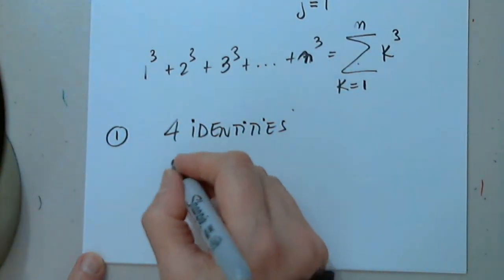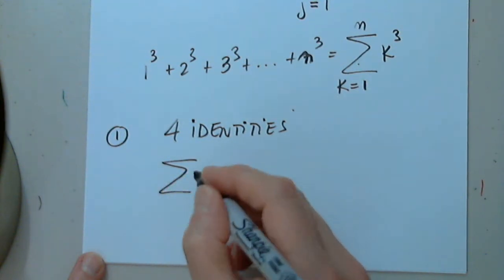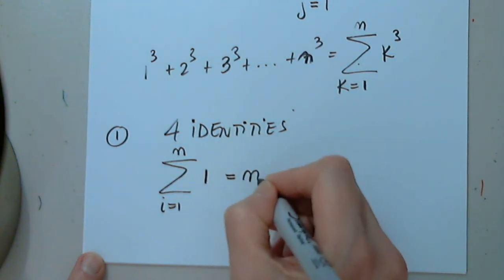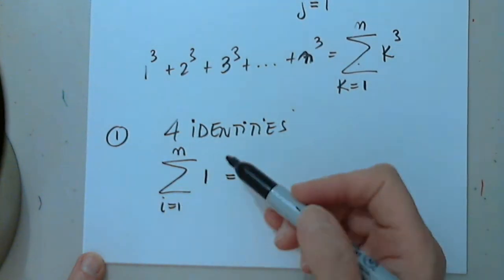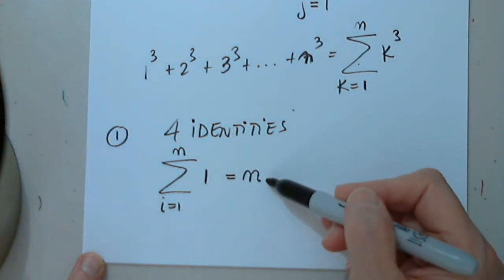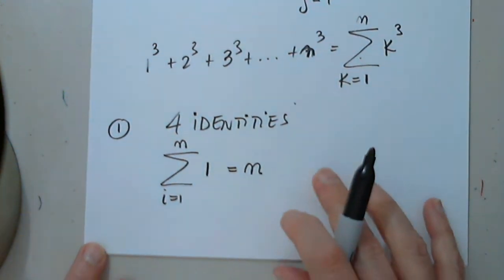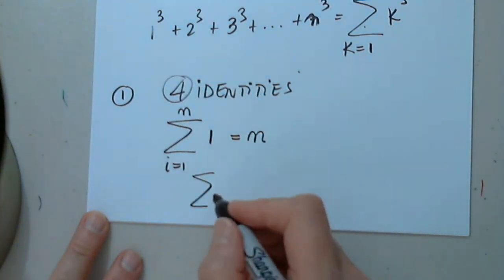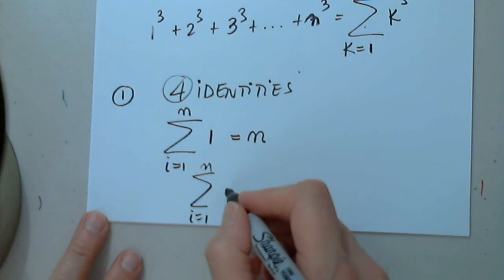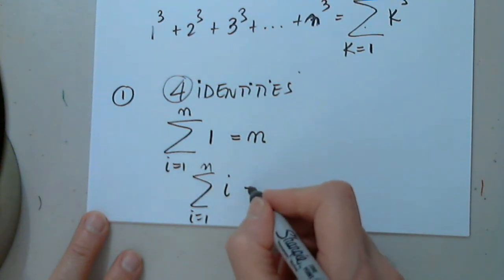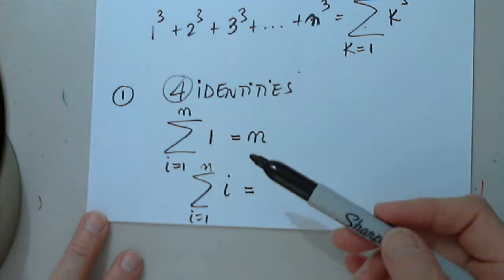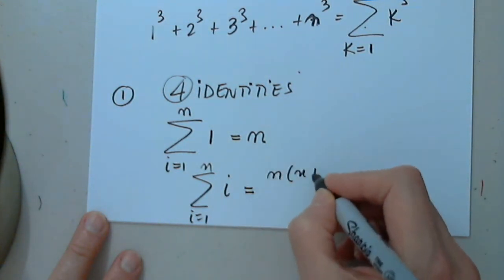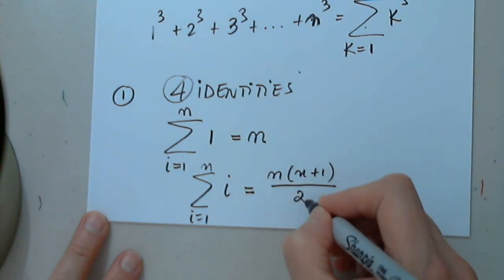Here is the first one. The sum of 1 from i equals 1 through n is n. 1 plus 1 plus 1 plus 1 plus 1 plus 1 plus 1, n times, is n. Here is the second one. The sum from i equals 1 through n of i, which is 1 plus 2 plus 3 plus 4 plus n, is n times n plus 1 divided by 2.